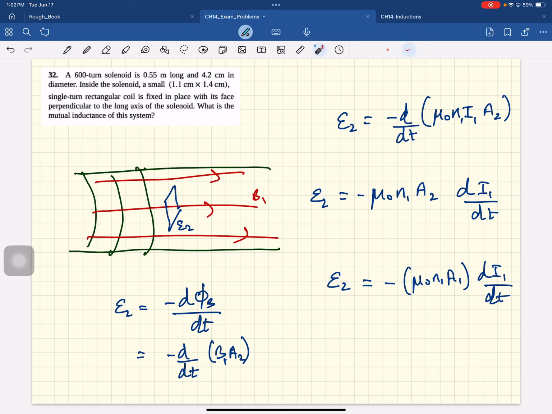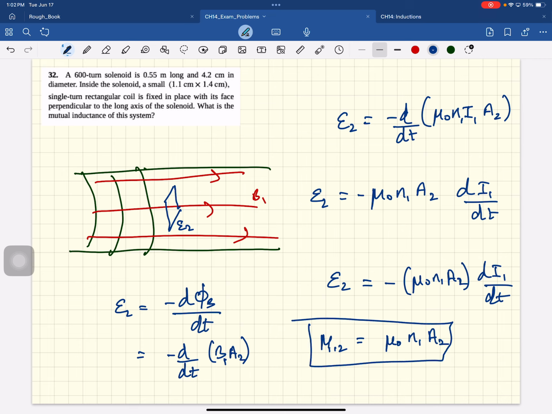Okay, so there is your mutual inductance, for this configuration. N1 is the number of turns in coil 1, and this is A2. A2 is the area of coil 2. Okay, if you change the orientation of this coil, this will change. So there'll be a cosine theta factor and so on.